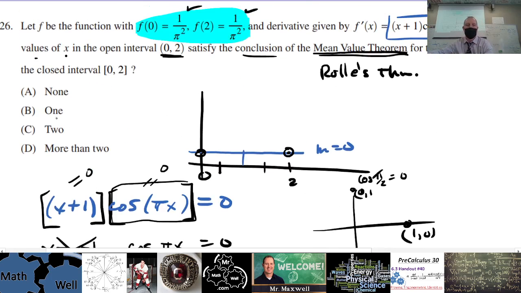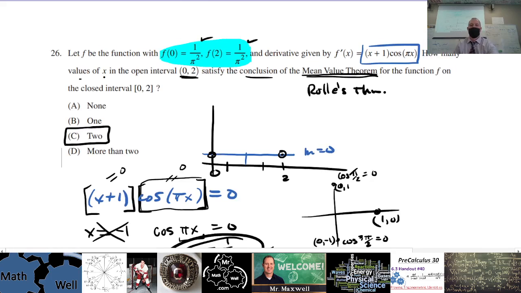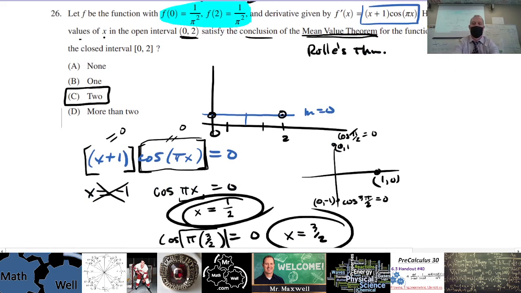The answer is C. So if you guessed C and you didn't really understand why, you're going to be okay with this question. I got stuck at the point where I made both of the things equal to.